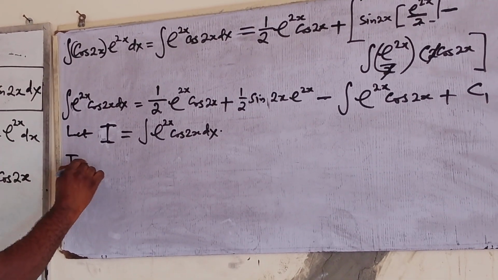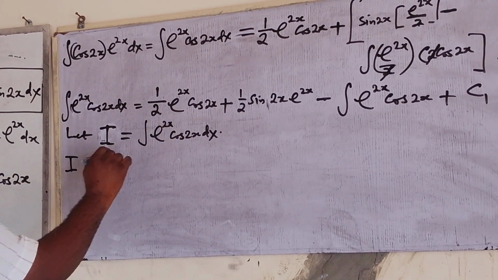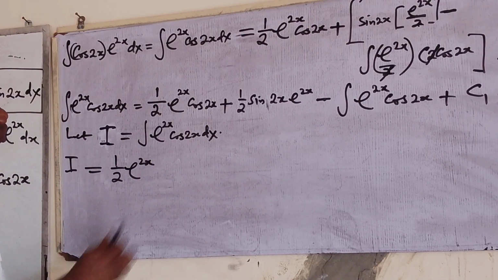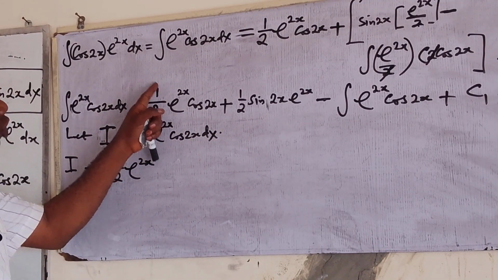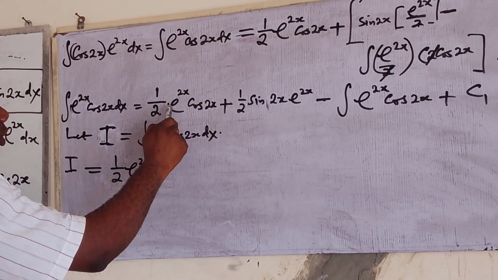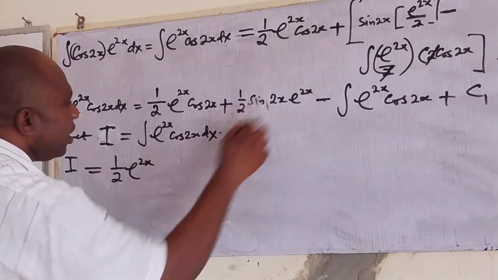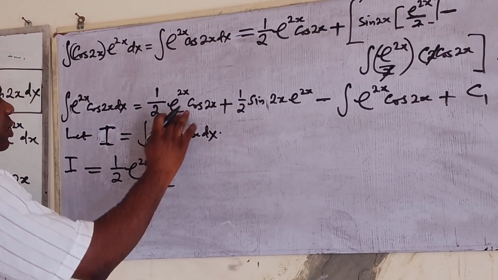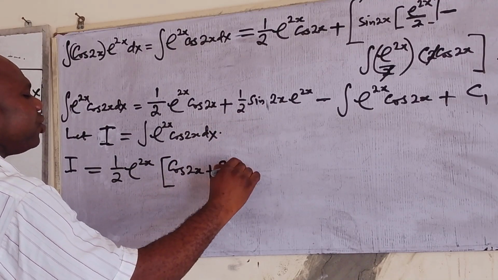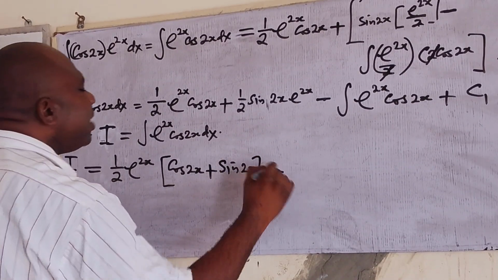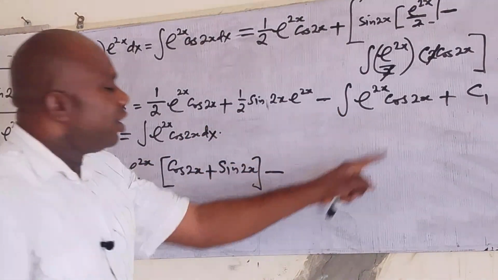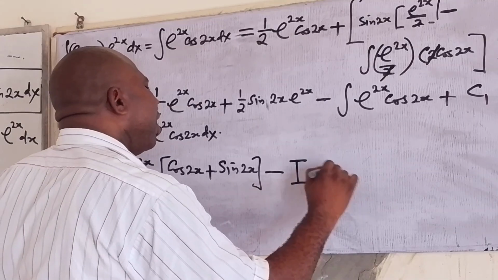So here we have I will be equal to 1 all over 2 e raised to the power of 2x. Now, if you look at these two functions, you will discover that 1 all over 2 is common because we have it here and we also have it here. E power 2x is also common. We have e power 2x here and we also have it here. So we'll be left with cos 2x plus sine 2x, then minus. Now remember we said let I be equal to this. So it means this is I. So here we have I plus C.